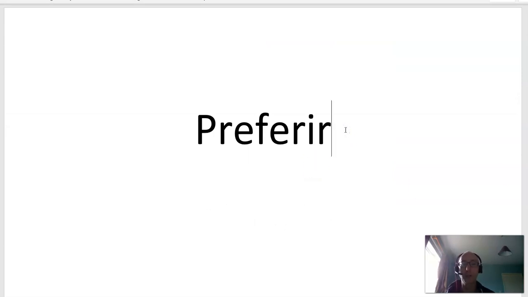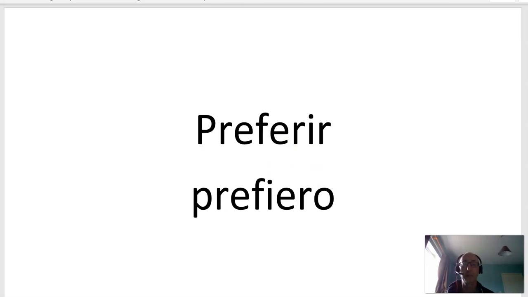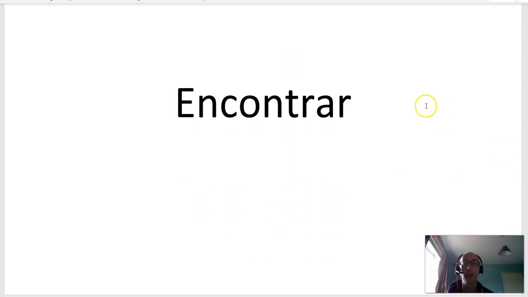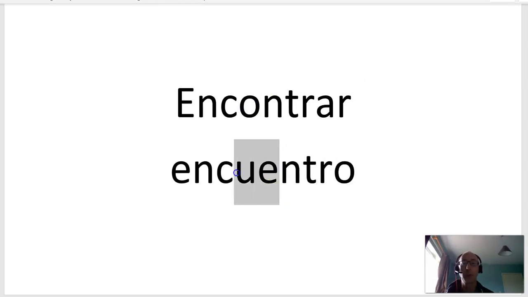So some other radical changing verbs, very common ones. Preferir. Let's just do the first person while we're at it. So this time it's actually this E that changes, not the first one. Prefiero. Exactly. So it's an E to IE change. Encontrar. To find. Let's do the first person. So we see the O. We know the O can only change to one thing. What is it? Encuentro. O to UE.